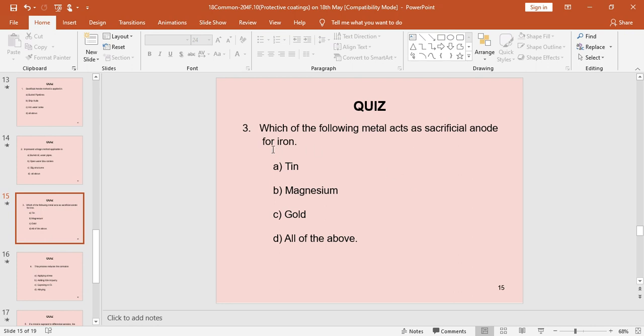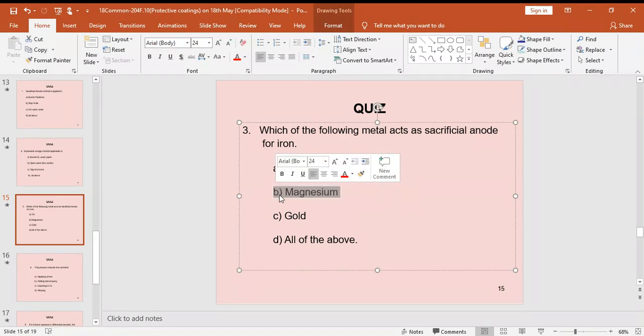Next, see the third question. Which of the following metals acts as a sacrificial anode for iron? A. Tin, B. Magnesium, C. Gold, D. All of the above. Which is the correct answer? Tin is less active than iron. Magnesium is more active. Gold is less active than iron. So D, all of the above, is not correct. Magnesium is the correct answer. Magnesium is used as a sacrificial anode for iron.